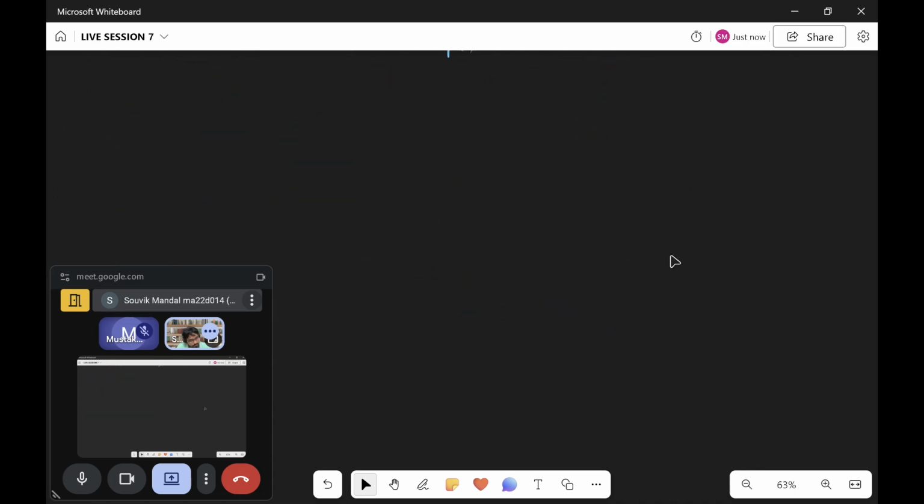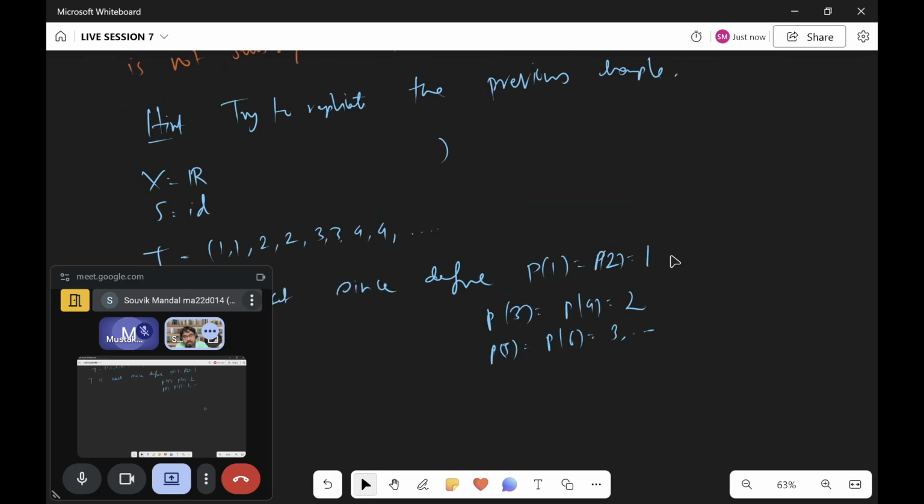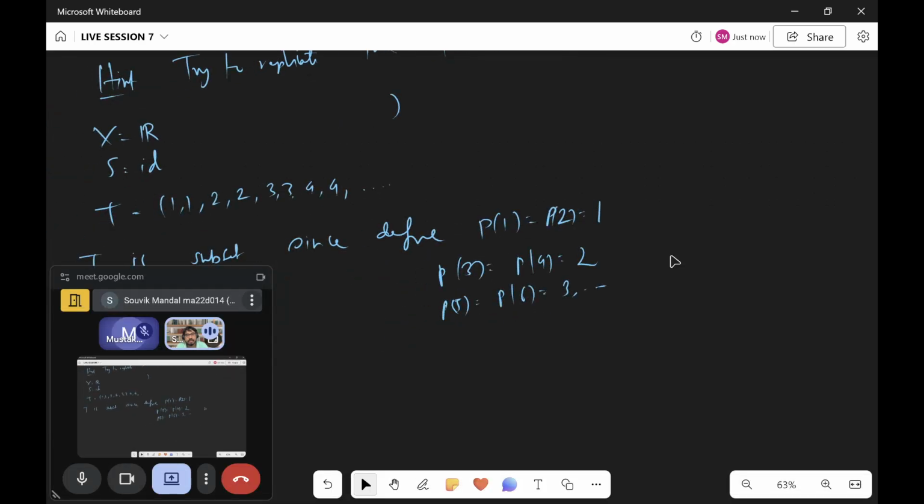Alternatively, basically we are choosing X to be the whole real line, S equal to identity, T equal to 1, 1, 2, 2, 3, 3, 4. Clearly it is a subnet, but of course not a subsequence. So that is the argument. Okay. Is that clear? Please let me know. So out of the six questions, please let me know if everything is clear or not.